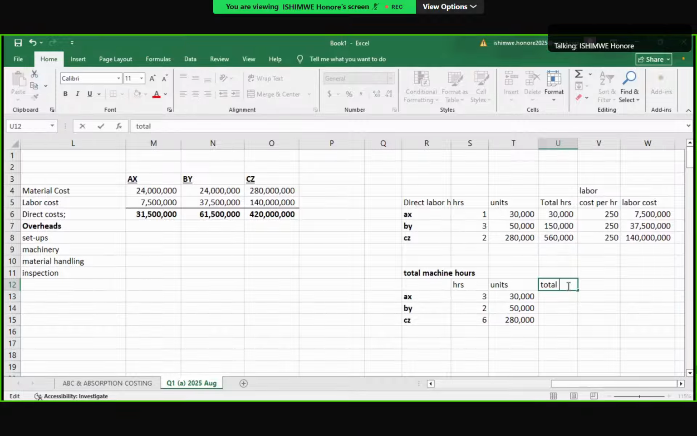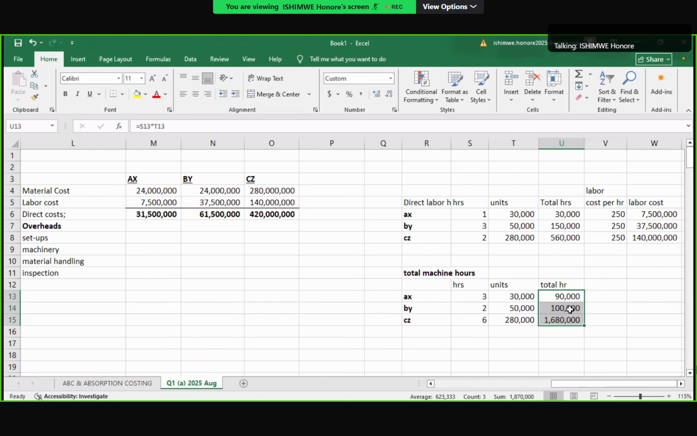So total machine hours, this 3 times this, I get 90. This is total machine hours.